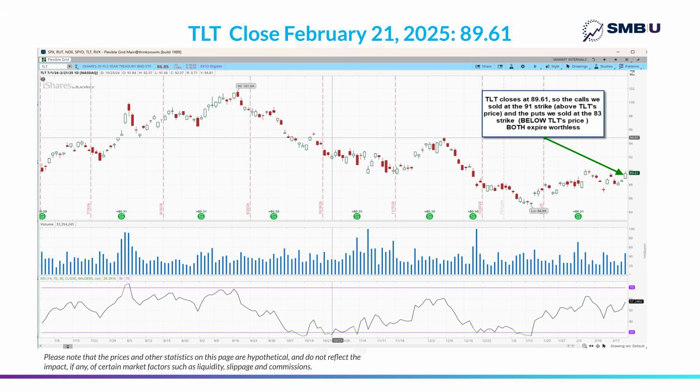Both of those expired that day, while the long options in March are still alive. Since the 91 calls are above where the stock closed and the 83 puts are below where the stock closed, both options actually expire worthless, because puts only have value if the stock closes below their strike price, and calls only have value if the stock closes above their strike price.